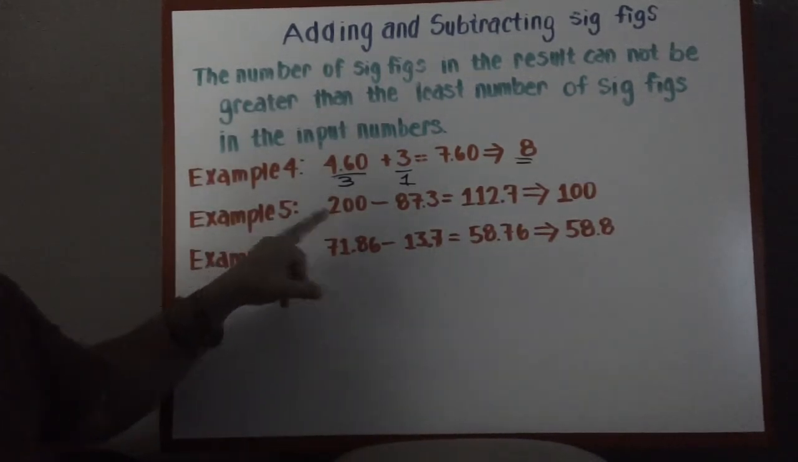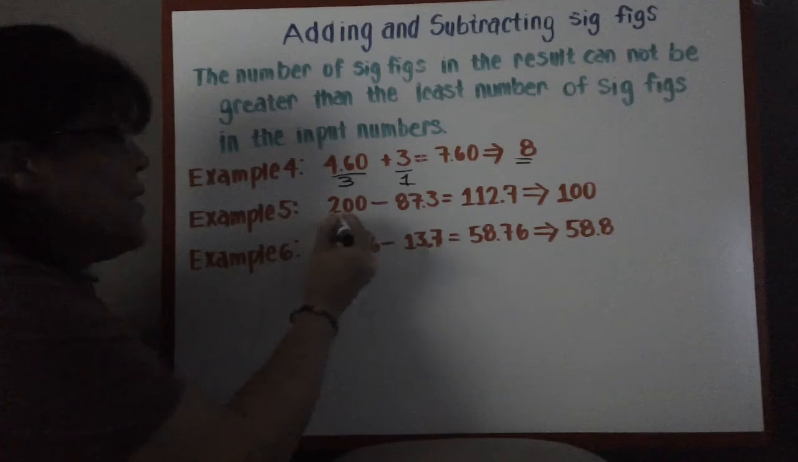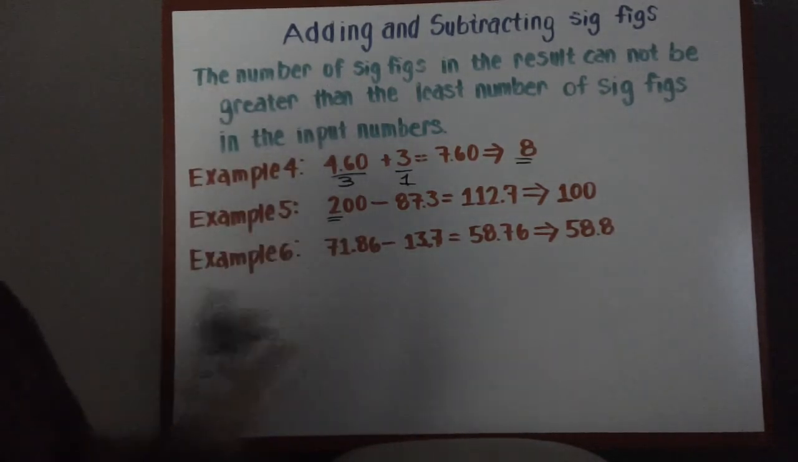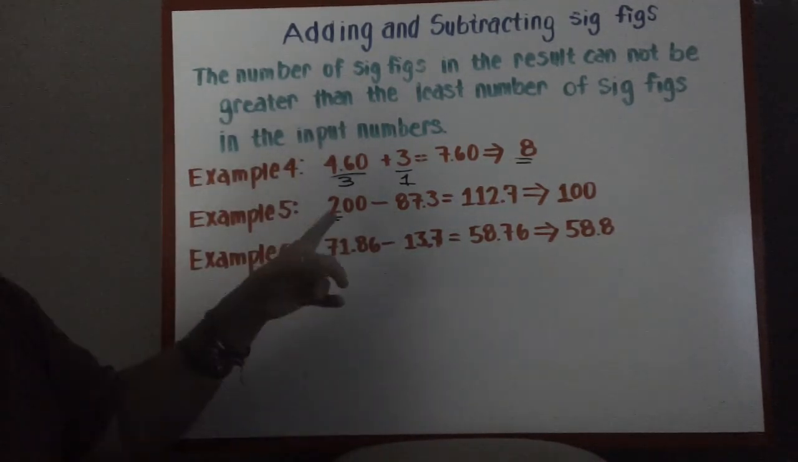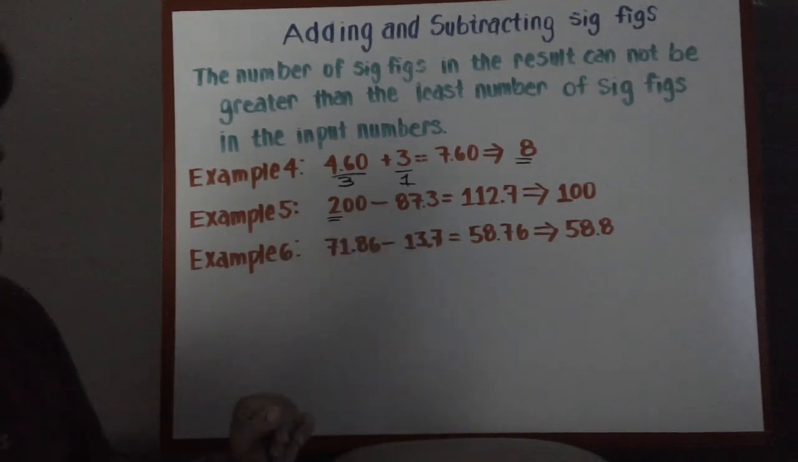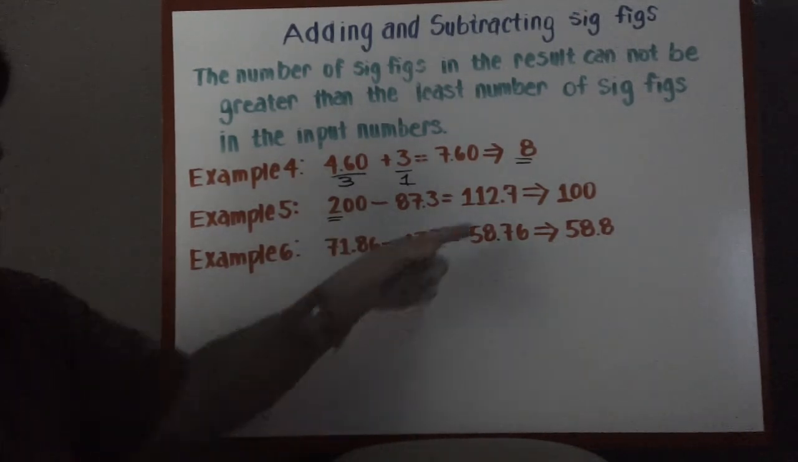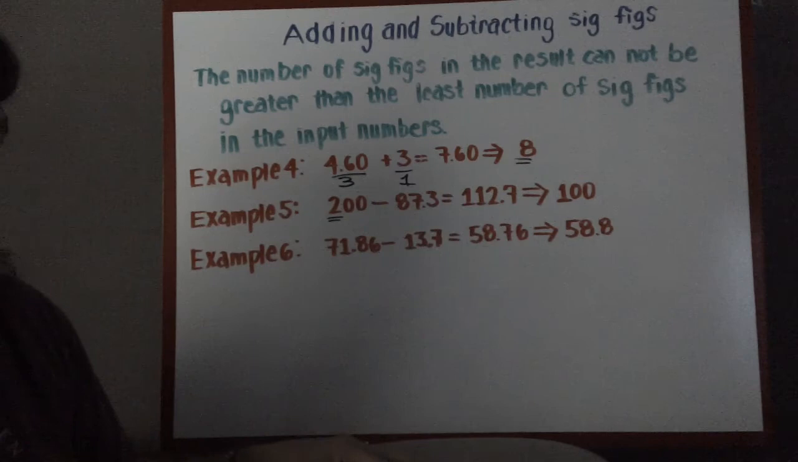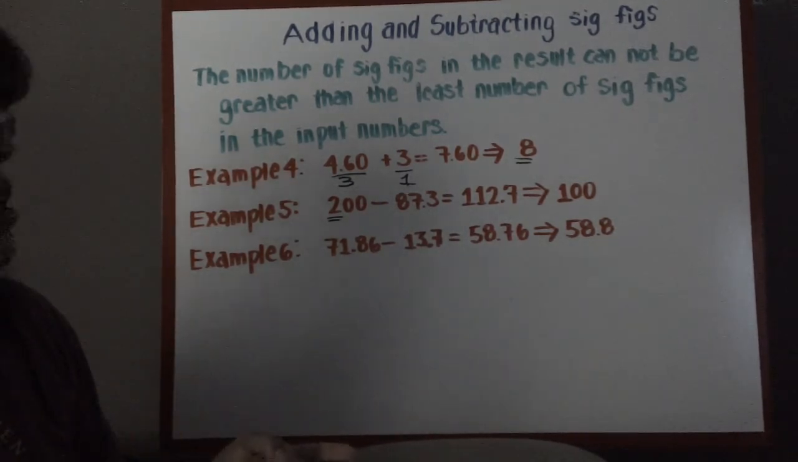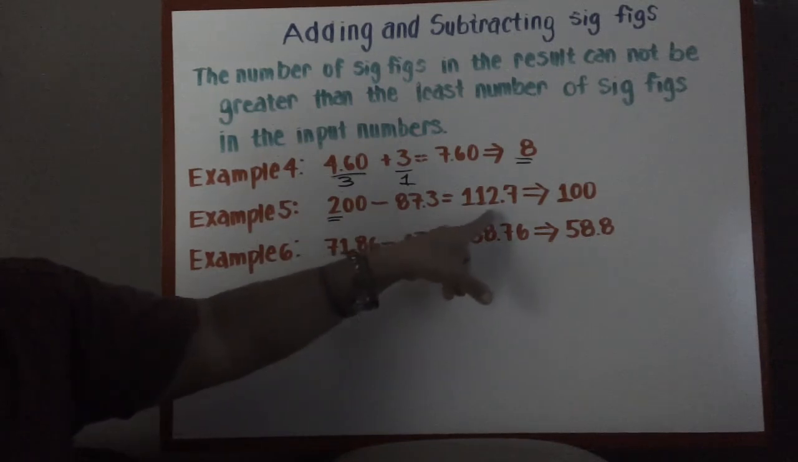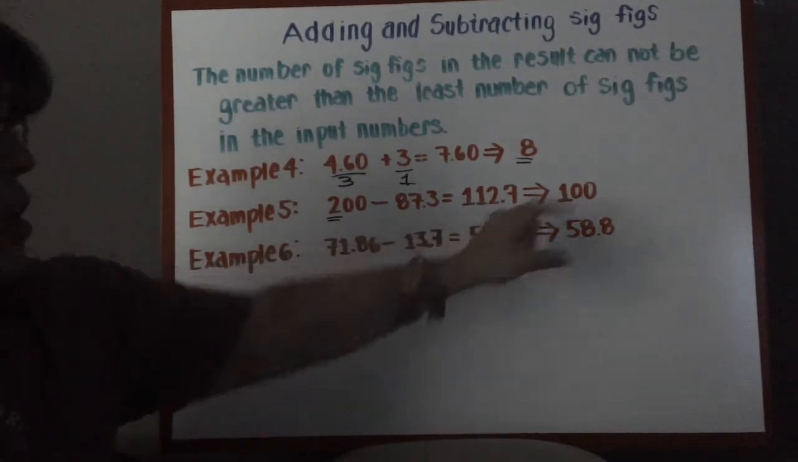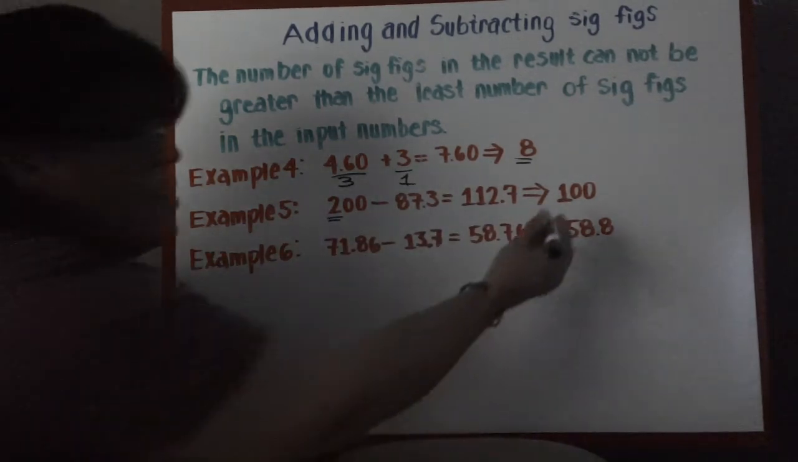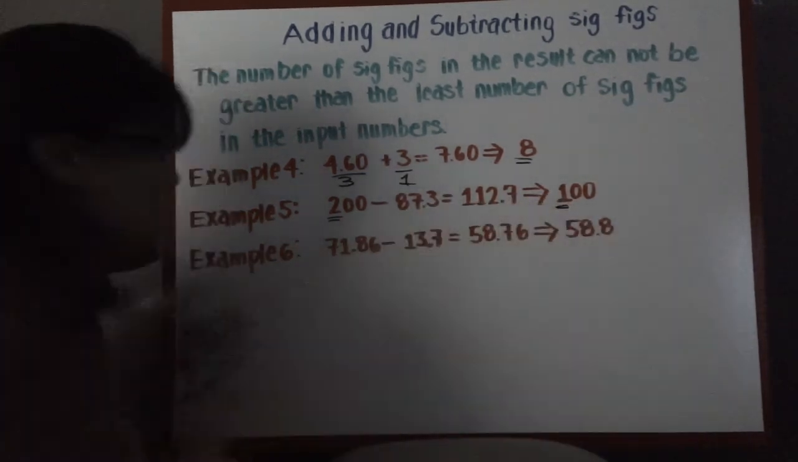Example number 5. We have 200. Now this only has one significant digit, so our answer can only have one sig fig. So 200 minus 87.3, we're just going to use our calculator and we're going to get an answer of 112.7. Well, the answer can only have one significant digit, so we have to round this to one significant figure, which is just 100. And this is our one significant figure.